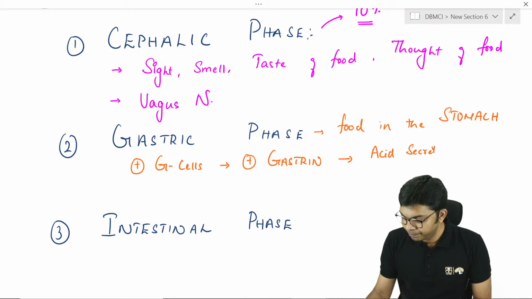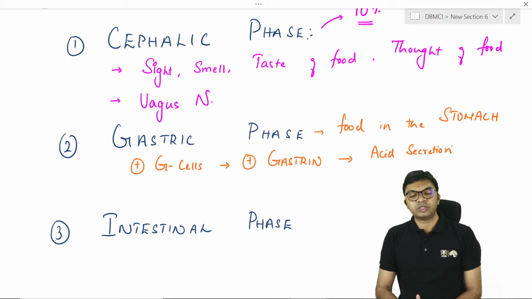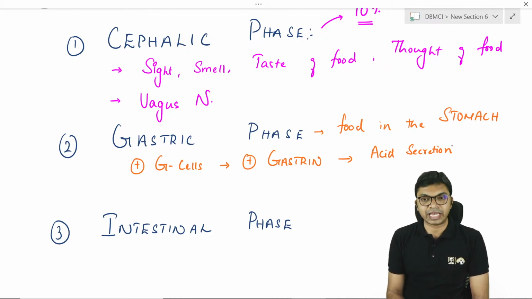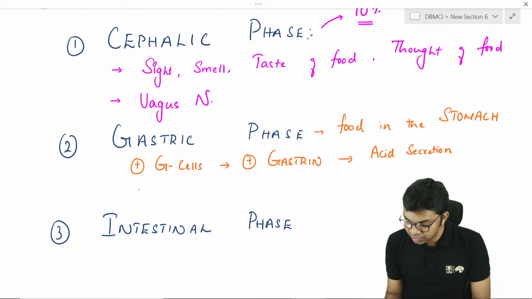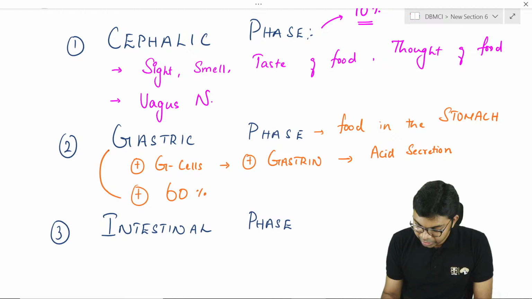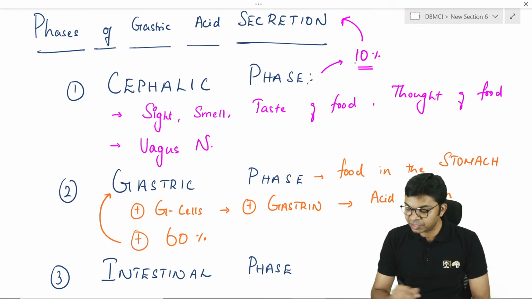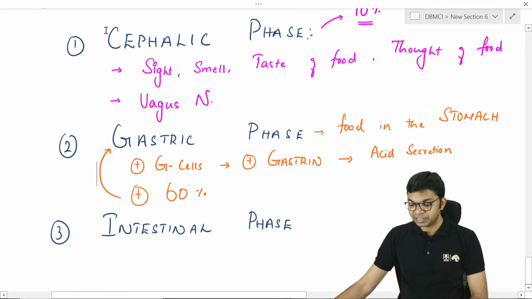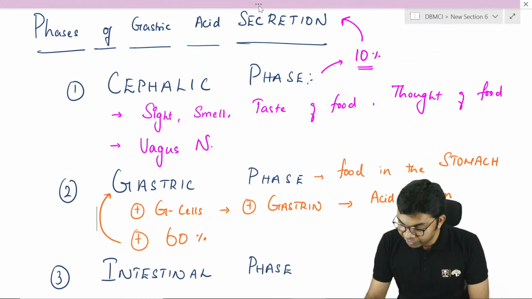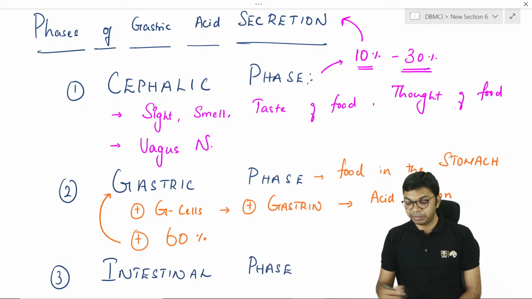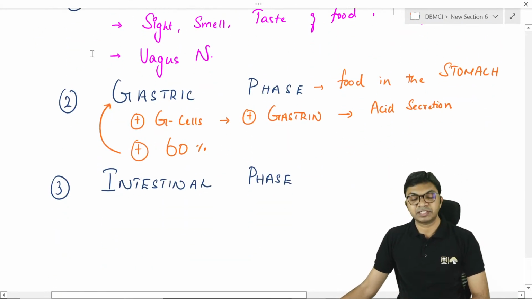By this way, ultimately through gastrin, if acid secretion is increased, the phase of acid secretion is called the gastric phase of acid secretion. This involves about 60% of acid secretion, doctors. Please remember, cephalic phase is 10%, gastric phase is 60%. Even the cephalic phase can go all the way up to 10 to 30%. The maximum of the cephalic phase happens up to 30%. Alright, gastric phase is 60%.